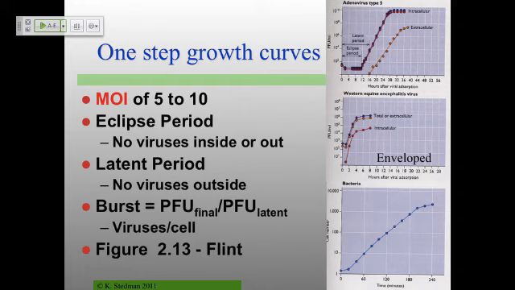If, however, the eclipse period and the latent period are the same, which is what you have on a lot of these enveloped viruses, that gives you at least an indication that it's probably picking up something from the cell, which is really important. And that lysis step is not a separate step which is going on.